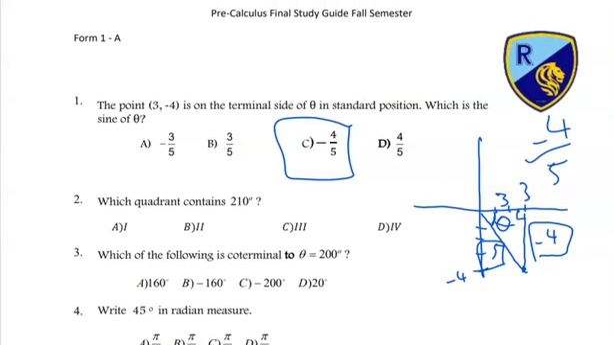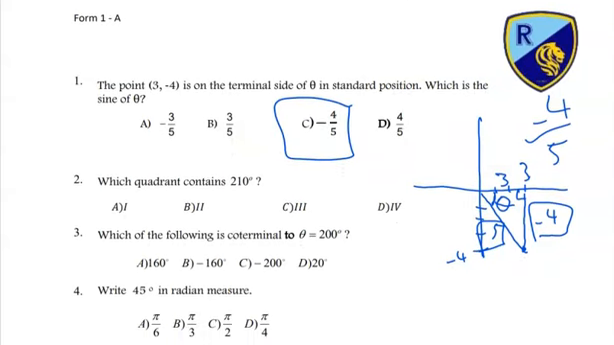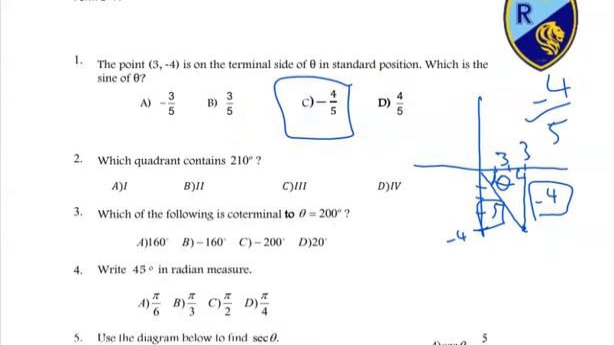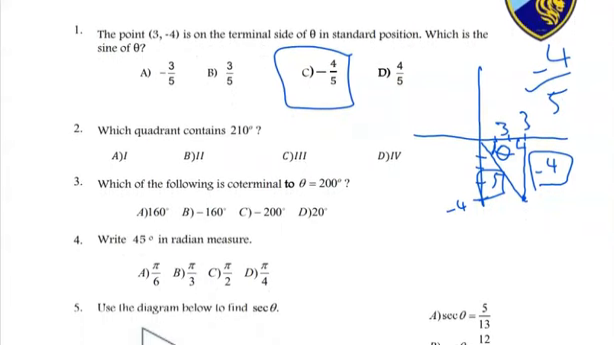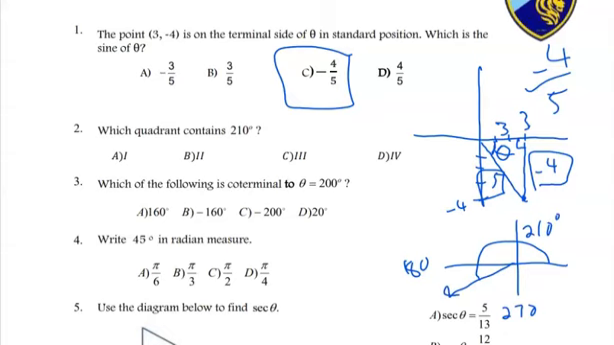Not sure why I'm marking my original key, but if we're working it out right now, it should be answer choice C. Number 2, it says which quadrant is 210 degrees in? If this is 180 degrees, and this is 270 degrees, 210 should be somewhere down here in that quadrant. So that's quadrant 3.